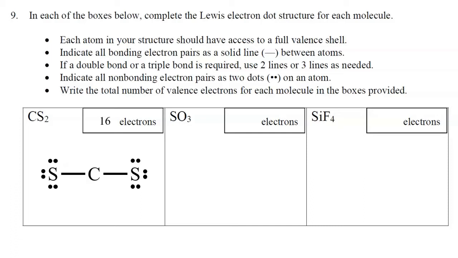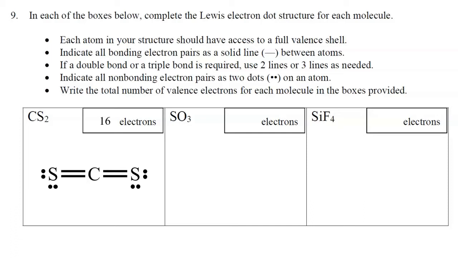Since I can't add any more electrons to this structure, I already have 16 electrons total, I'm going to move a pair of electrons from the sulfur to create a double bond. And then I will take a pair of electrons from the other sulfur on the other side and make a double bond. So now each atom has access to a full valence shell. Each carbon, each sulfur has access to 8 electrons. So that is my final answer.